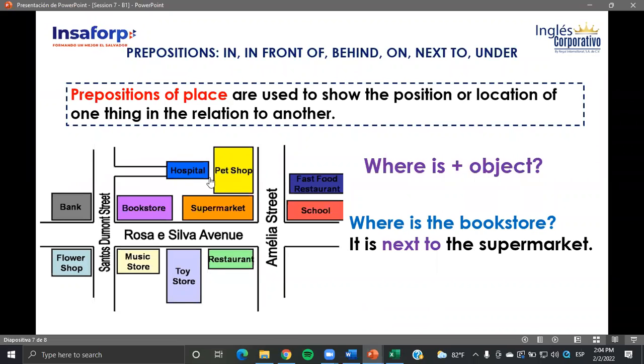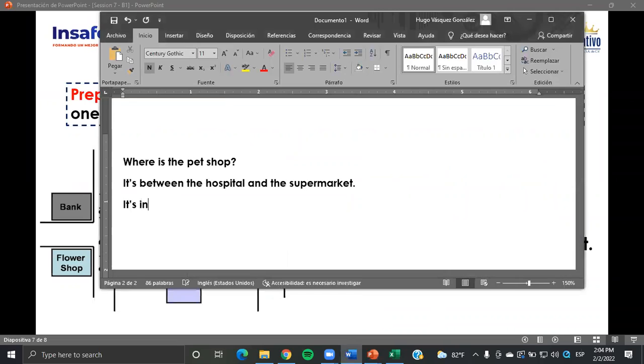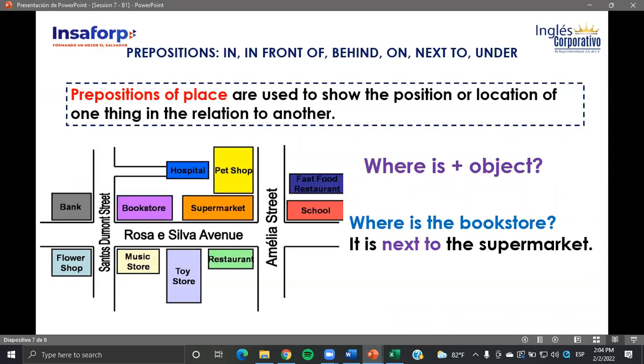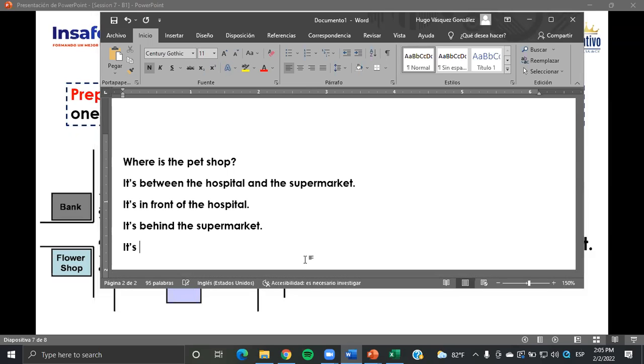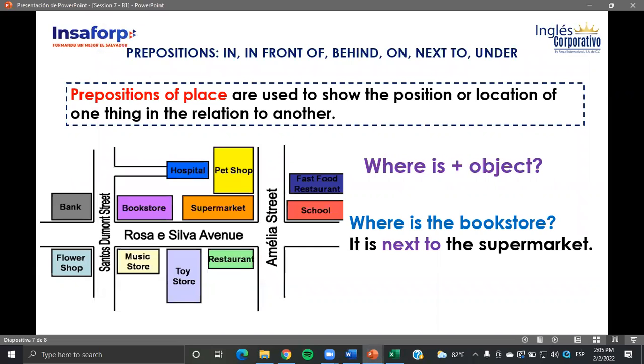Okay. Las entradas están acá. Pero en este caso, lo voy a tomar en cuenta. It's in front of the hospital. ¿Va? Pero aclaro, hay que tomar en cuenta dónde están las entradas de esos lugares. Ahora bien, si la entrada está de ese lado. Okay. Yes. Este sería también, it is behind the supermarket. Yeah, it's behind the supermarket. Teacher. Yeah, ¿saben? También se puede decir, it is next to the supermarket. Next to the supermarket.